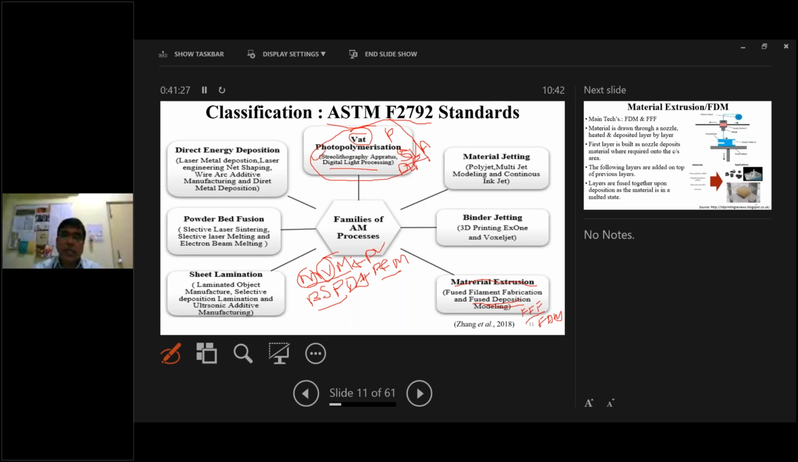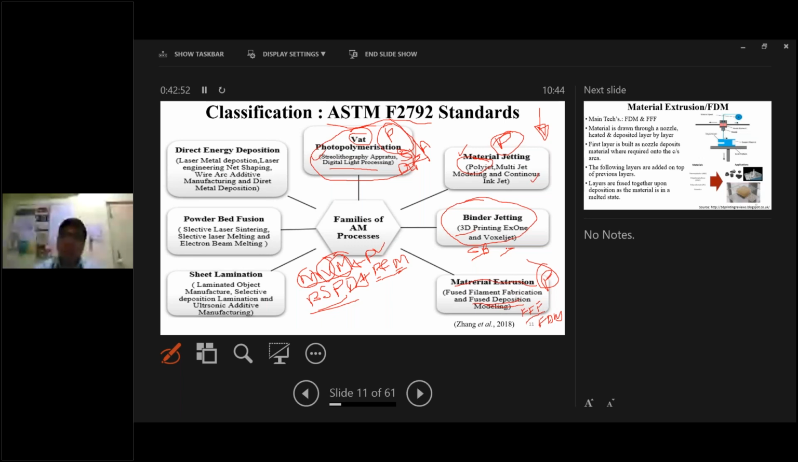Then the other technologies are suitable for polymers without doubt as well as metals. Let's call them BSPD. B stands for binder jetting. So what is binder jetting? You have to add binder into it, and with that binder you get your green briquette, more like a powder metallurgy briquette, and then you take it to a furnace and sinter it. People have lots of names: Voxeljet is one technology, 3D printing is another, ExOne is another. So this is for polymer as well as metals.